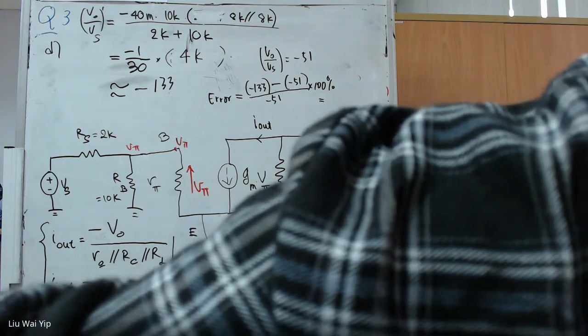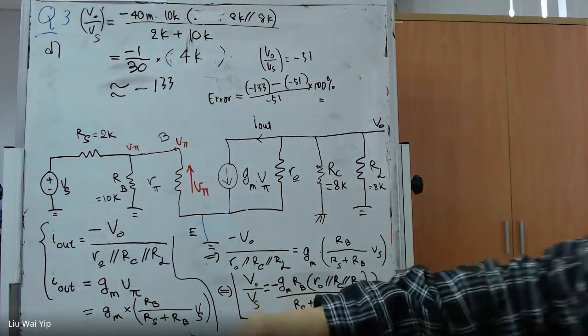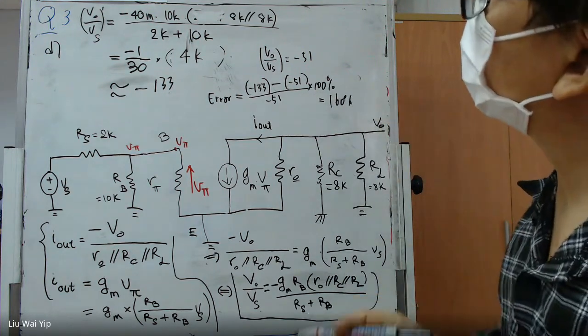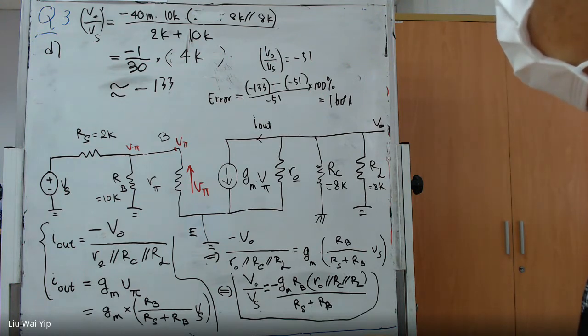Yeah, I think for today we are almost done now. 1.6. 160% error. What happened? Error. Percentage error.